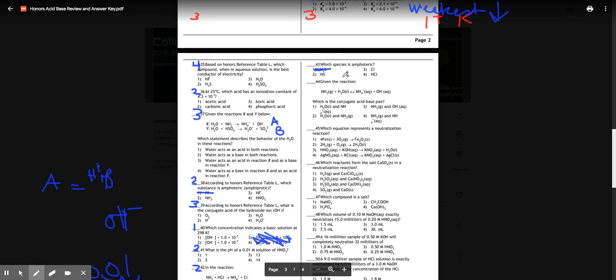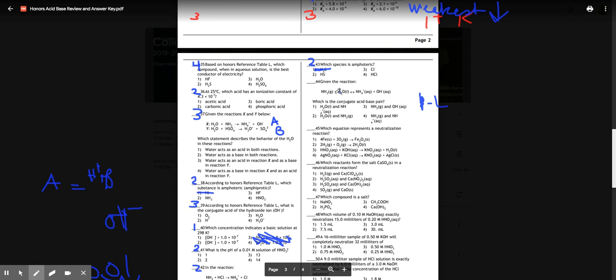HS minus is fourth from the bottom on the acid side. HS minus, oh, it's also about two-thirds of the way down on the base side. That's our answer. Conjugate acid-base pair, so this is Brønsted-Lowry.